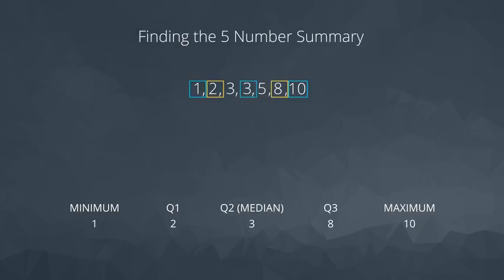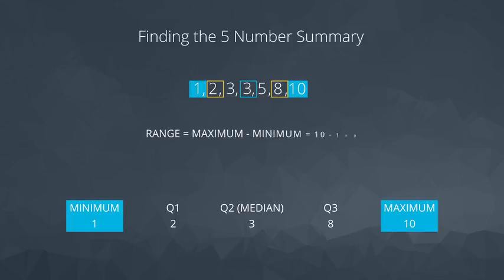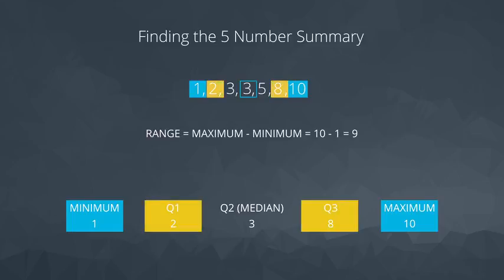For the first data set, the range is calculated as the maximum minus the minimum. For the first data set, this was 10 minus 1, or 9. And the interquartile range is calculated as Q3 minus Q1, which is 8 minus 2, or 6.